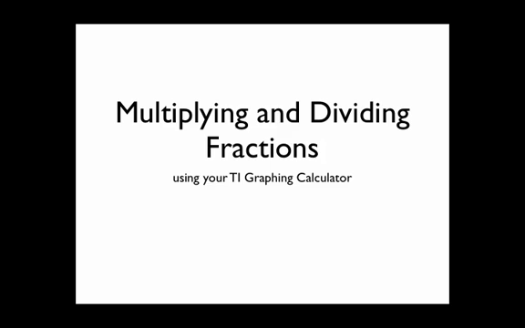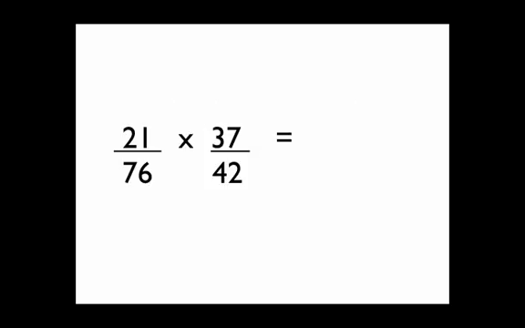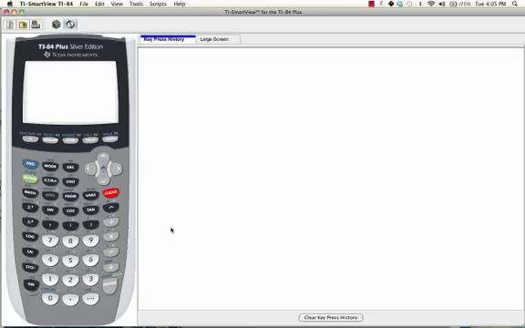In this video, we'll learn how to multiply and divide fractions using a TI graphing calculator. Let's multiply 21/76 times 37/42. First, we want to enter in the fractions as a division problem.